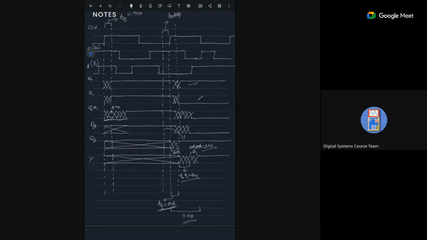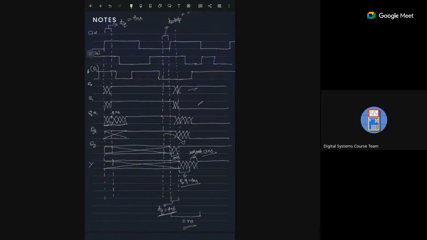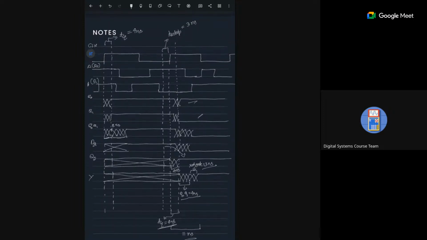If we apply the clock at the same time, what is the setup time that is required? In the question, the setup time is 3 nanoseconds. So I'm counting 3 nanoseconds for the setup time, but it's not affecting the delay of the output. It's just going to affect the clock frequency. Yes, it affects the clock frequency.